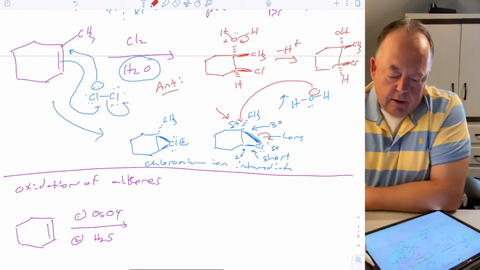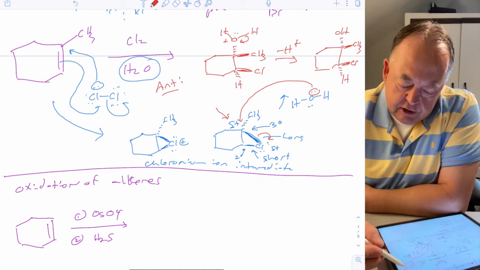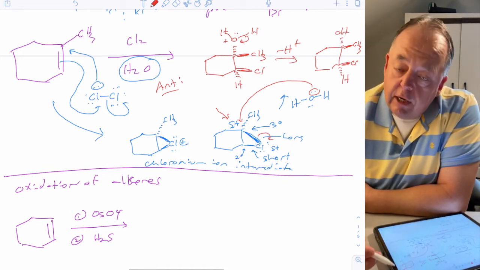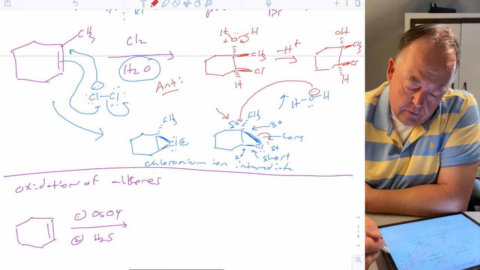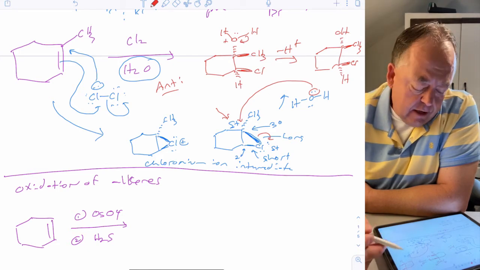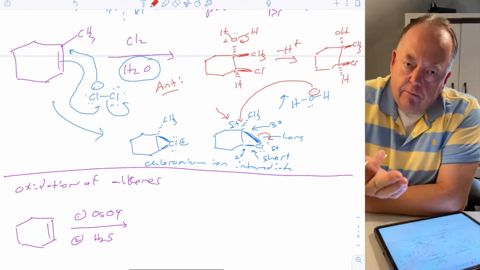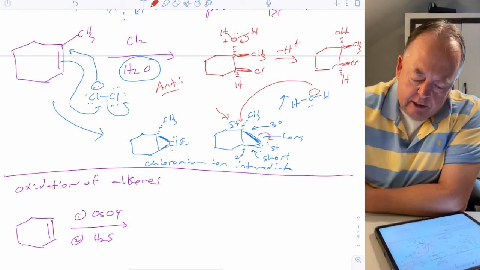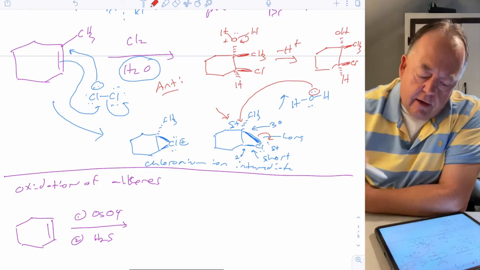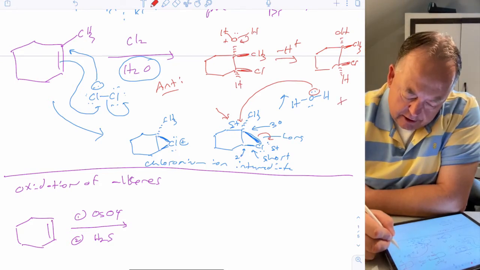And that would be your product. So the OH is back and the chlorine is front. Or you could have the opposite. You could have the chlorine on the back and the OH on the front. And the way that would work is if the chlorine in the very first step happened to come in from the bottom of the alkene, then the OH would have been forced to come in from the top of the alkene. So you would also get the enantiomer.